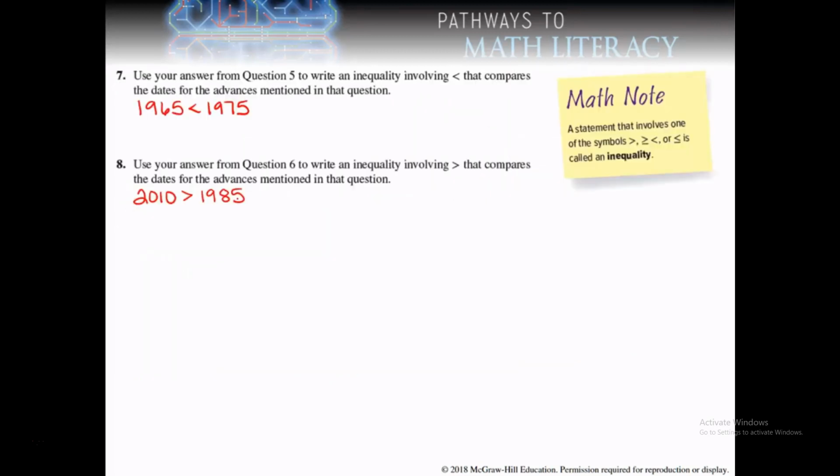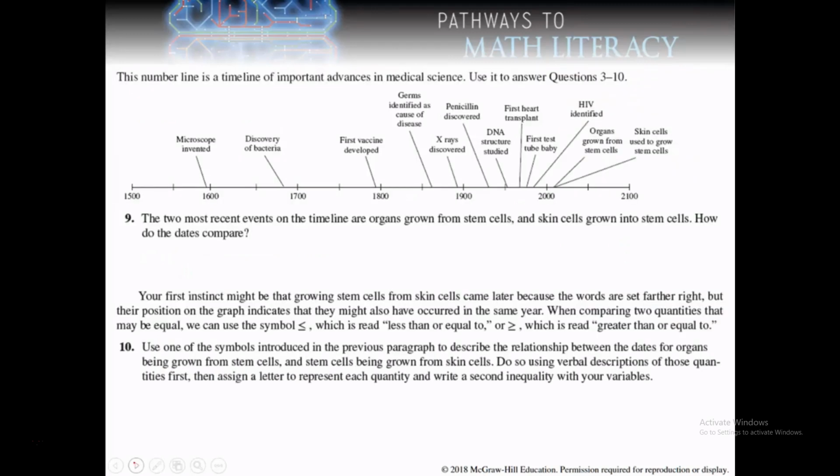In number 9, the two most recent events are organs grown from stem cells and skin cells used to grow stem cells. How do those dates compare? Well, they look almost the same on this timeline. It's very hard to tell whether there's a gap there or not.